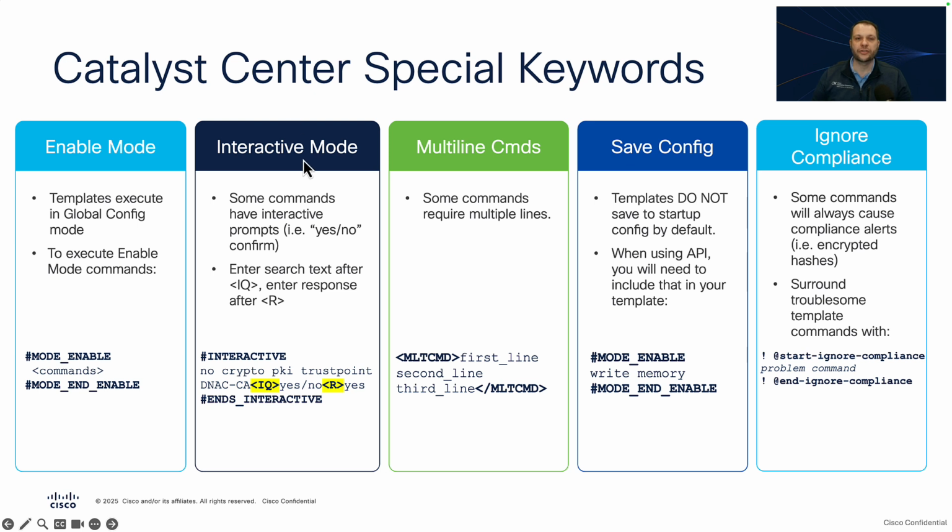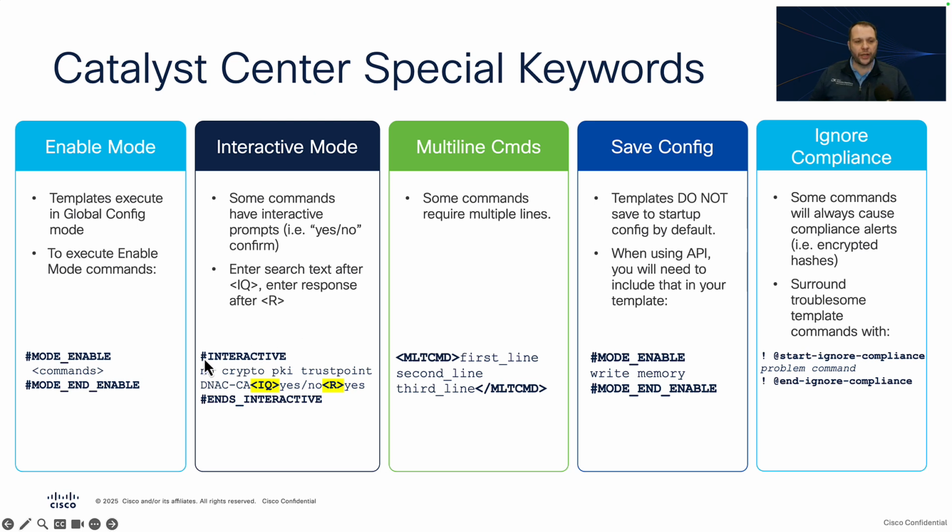The next option here is interactive mode. Now, in some rare scenarios, we have commands that will provide you with an interactive prompt that you have to respond to before that command actually executes. And this usually happens in cases where the command might make some catastrophic change if you're not careful. So what we have is an option to search for a response being sent back to us, or a prompt being sent back on the command line, and to take some action if that interactive prompt is found.